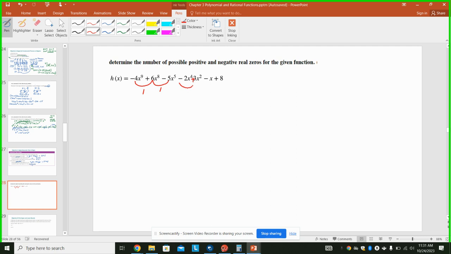So there's a second sign change. But then that's still a negative. It's a positive. Good. So then that would be another one. Then another one. Then another one. So how many sign changes are there? Okay. So there could be 5 positive zeros, or 3 positive zeros, or 1 positive zero.